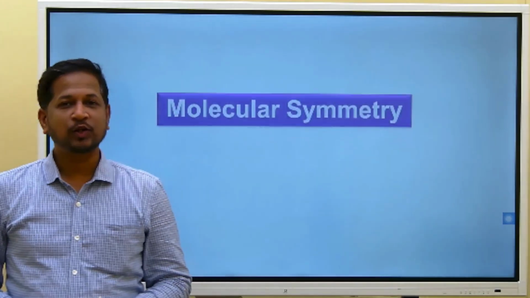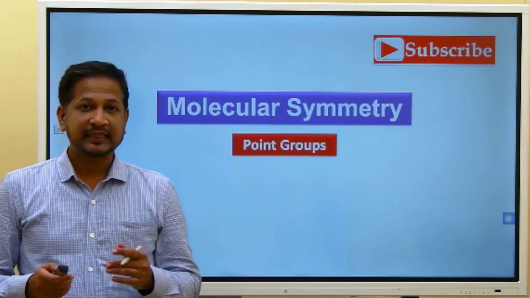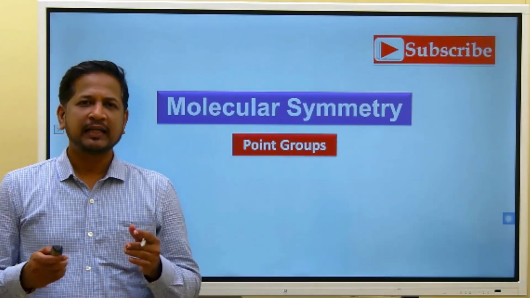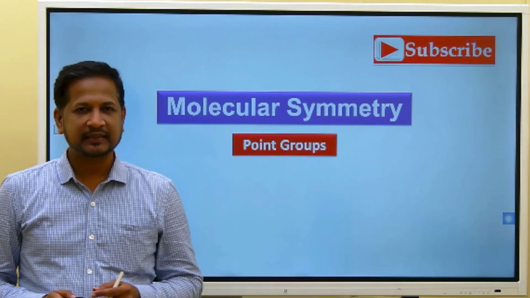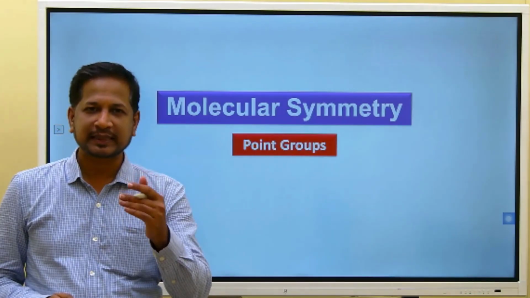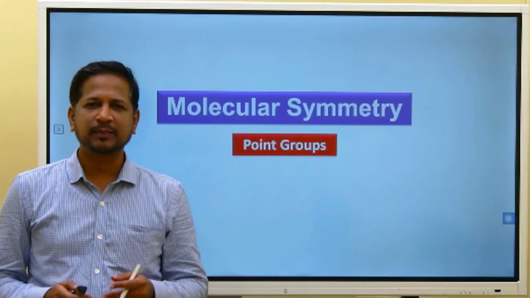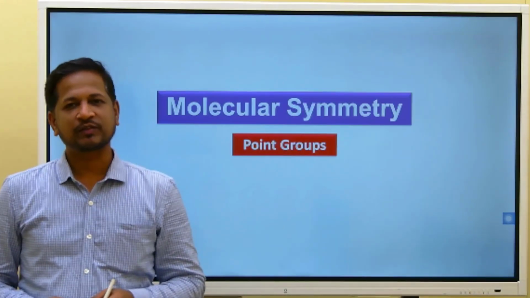If we know the point group of the molecule, we can easily determine what symmetry elements are present in that molecule. And if we know the symmetry elements present in that molecule, we can introduce various substituents and introduce defects in that molecule and can change the properties and applications of the molecule.